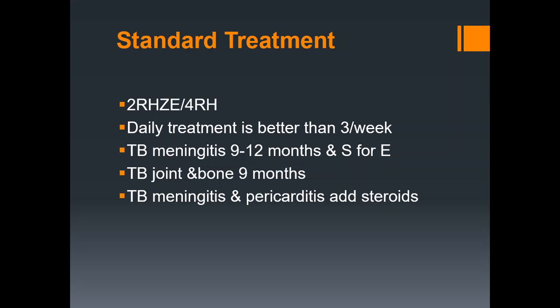80-87%. For TB meningitis, we extend the course to 12 months, and we don't give ethambutol because of the poor penetration to the meninges. We give streptomycin instead of that. For TB of joints and bones, we extend the duration to 9 months. For TB meningitis and pericarditis, we add corticosteroids to reduce the complications, like constrictive pericarditis or neurological deficits.